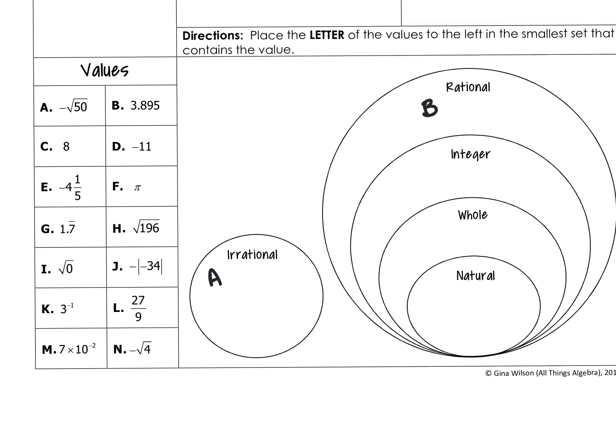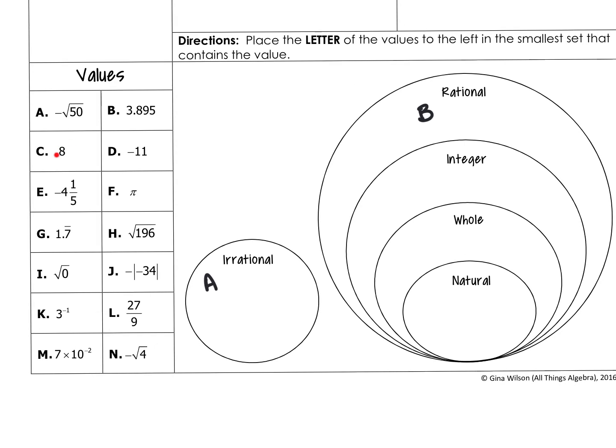We're going to do one more. So for 8, because 8 falls under all of these categories, we're going to put it in the most specific one, which would be a natural number. So letter C would go here. Try to do the rest of these on your own, and then you can check the answer key in the classroom to see how you did.